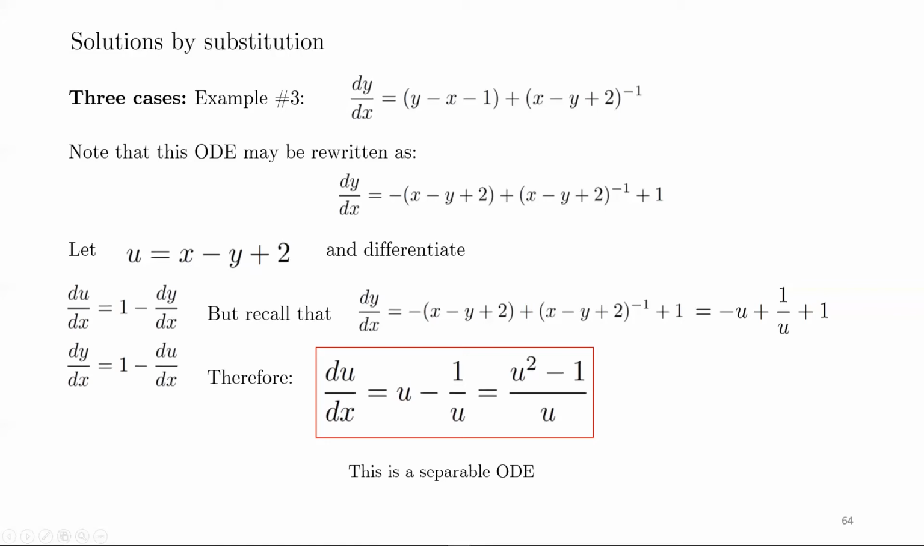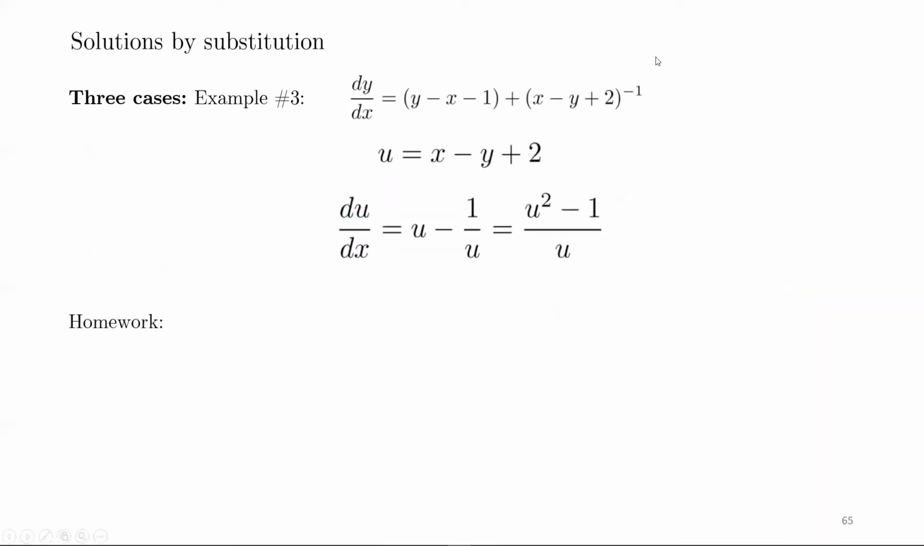Okay, so just to summarize what I've done in this example here, we started off with this differential equation. We rearranged it algebraically so that we got two terms that look like x minus y plus 2. I then made the substitution u equals x minus y plus 2, and using that substitution I was able to get an expression du by dx equals u squared minus 1 divided by u, so a separable ODE.